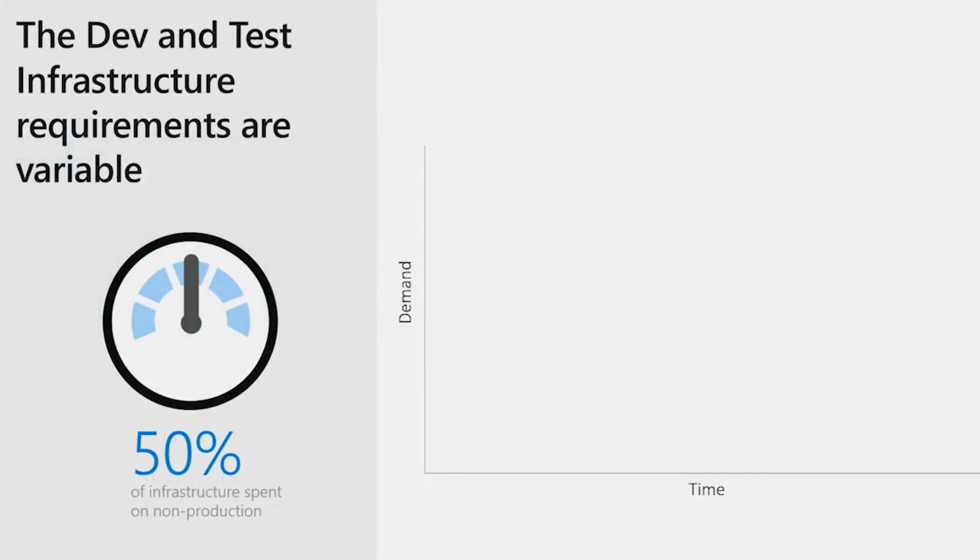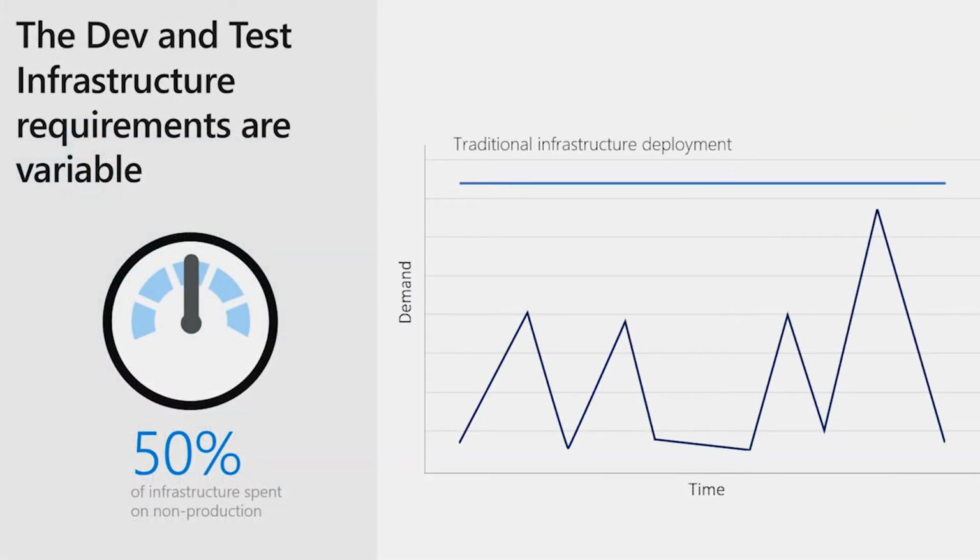The other reality about dev and test infrastructure requirements is that these requirements are very variable. Today you have a project, tomorrow the project gets shelved. Today you have 10 developers on your team, tomorrow you have 100. So the requests scale up and down quite rapidly and quite randomly, to be frank. So what that means is your traditional IT obviously doesn't scale up and down with those changing needs.